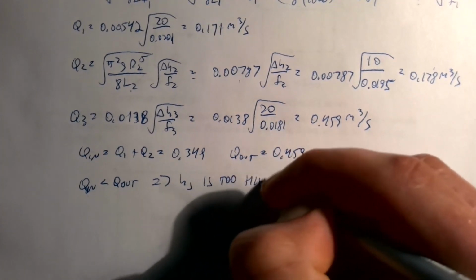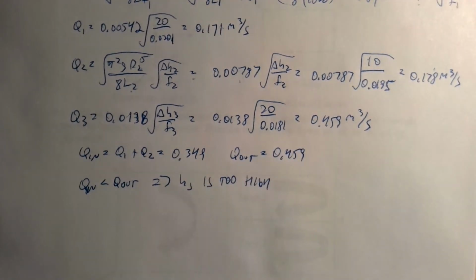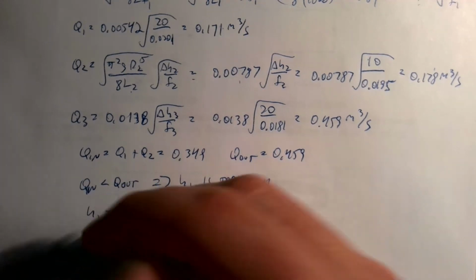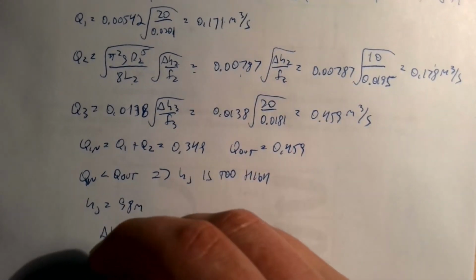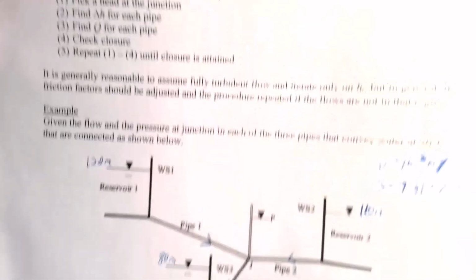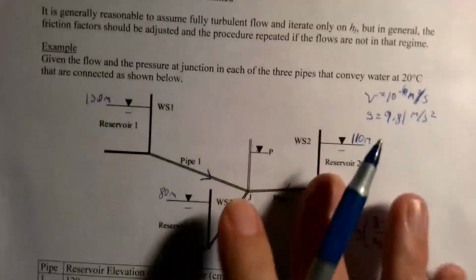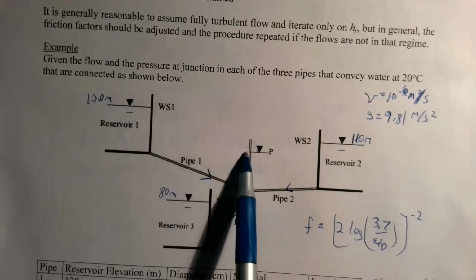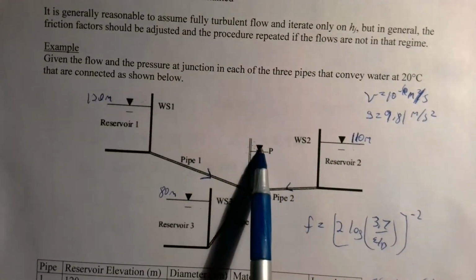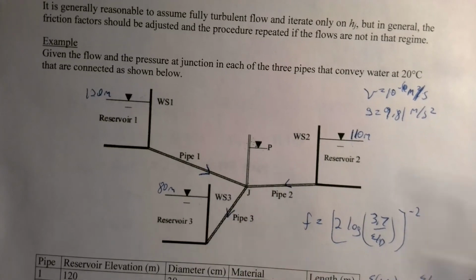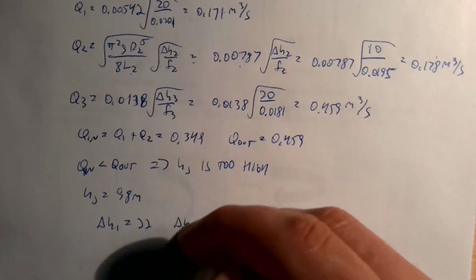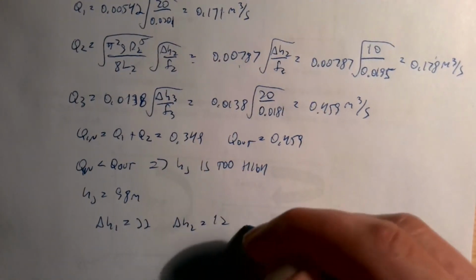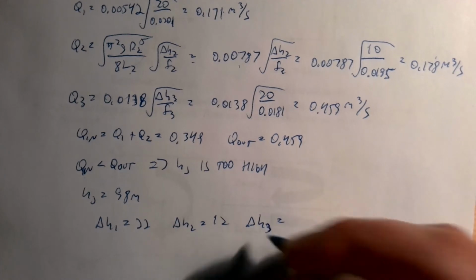Too high. Yeah. So I might now guess that Hj is 98 meters, and if I do that, then my delta H1, if I say this is 98, then we've got 22 here for delta H1, 12 for delta H2, and 18 for delta H3.